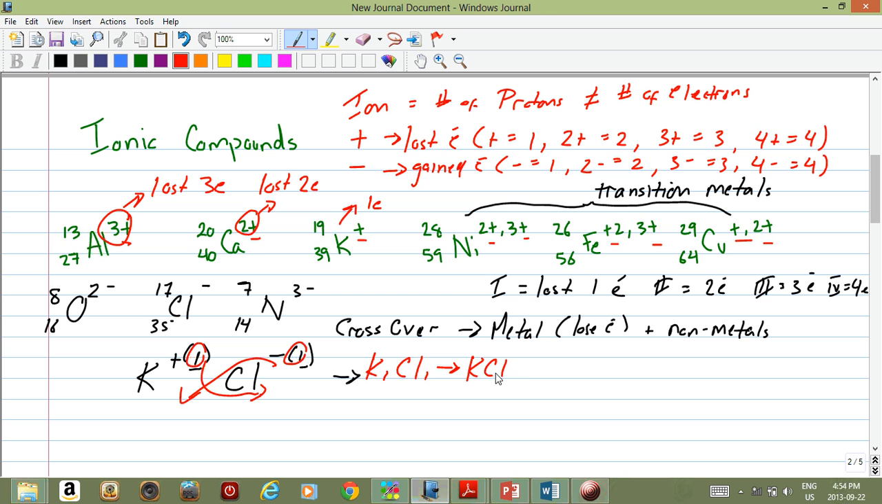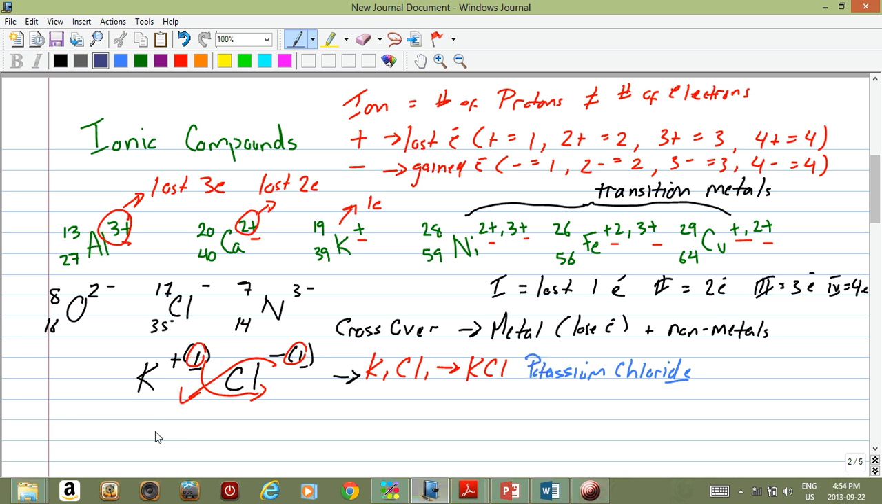Now, what's it called? Okay, so there's a naming system. The metal's name doesn't change, but the non-metal's name does change. So this would be potassium chloride. What happens is the element that gains electrons changes its last name to an IDE ending. That's something you just have to get used to.